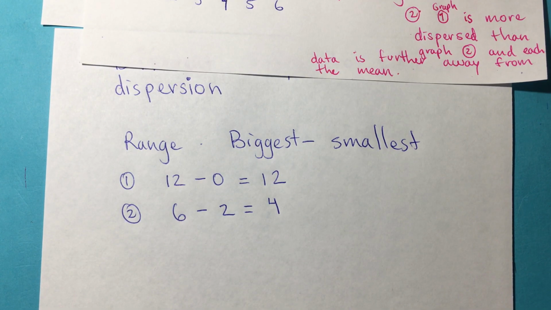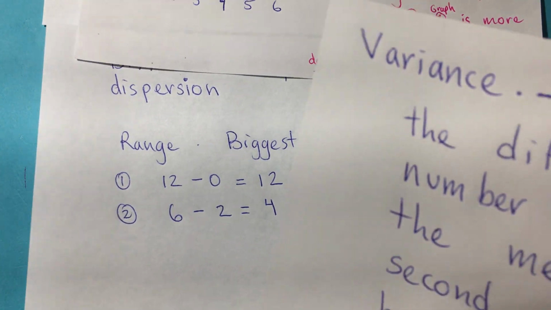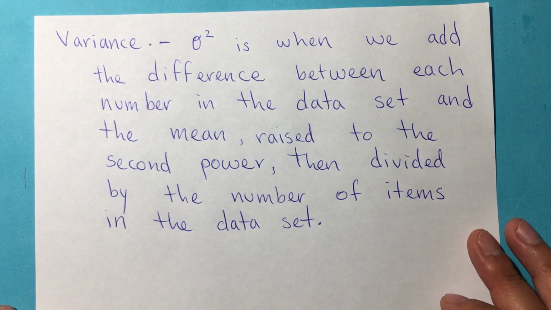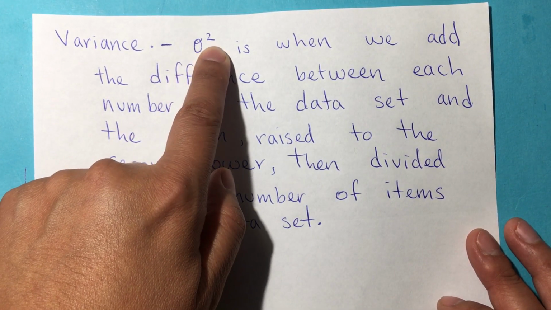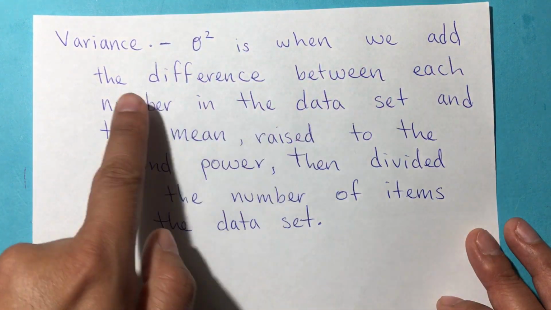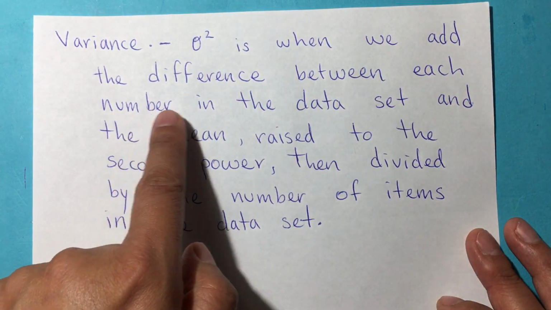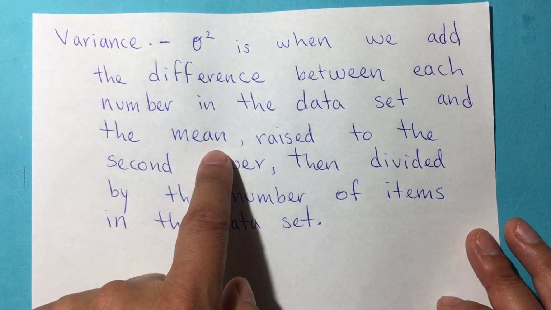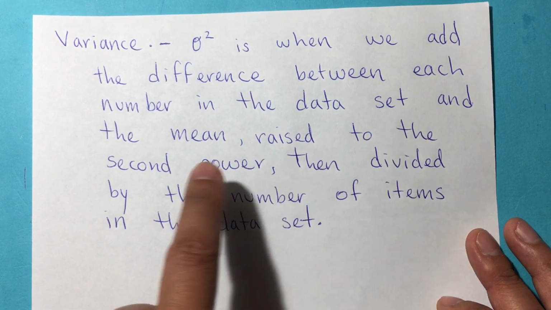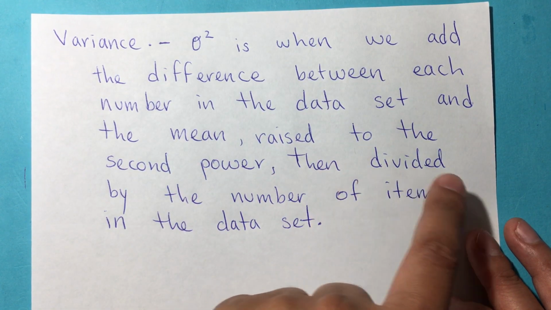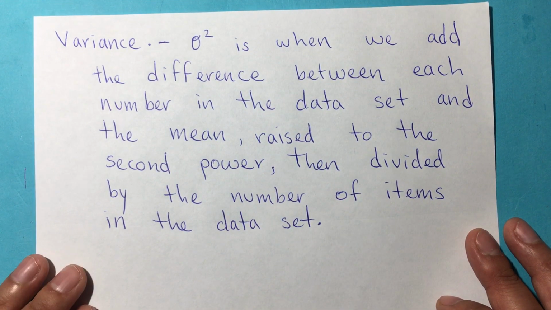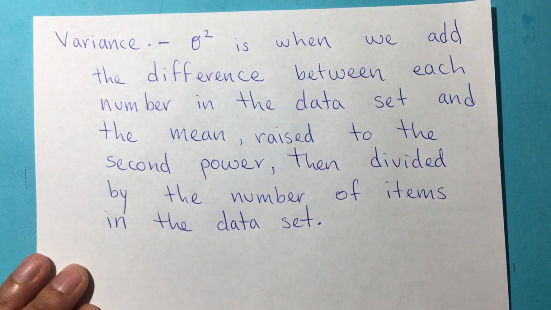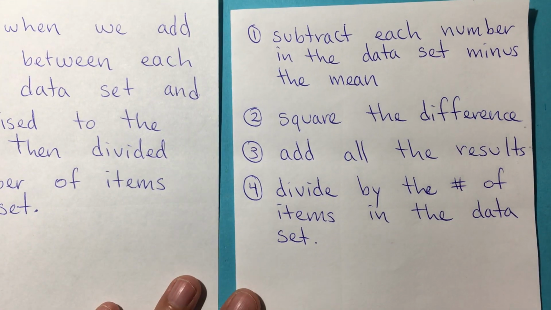Another way to show dispersion is the variance. And the definition for variance is represented by sigma squared, which is when we add the difference between each number in the data set and the mean raised to the second power, and then divided by the number of items in the data set. So to me, it's a lengthy definition. These are the same thing.